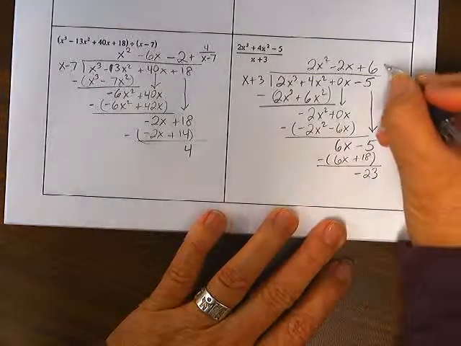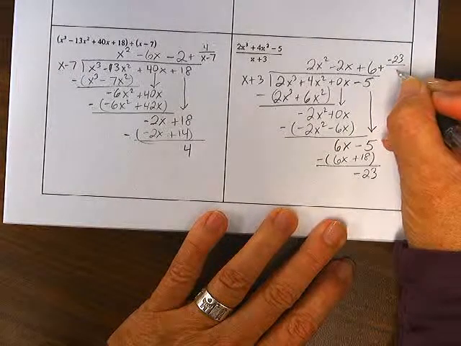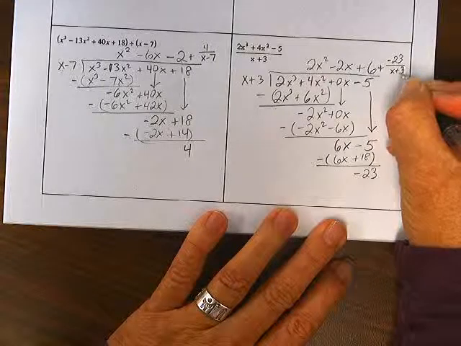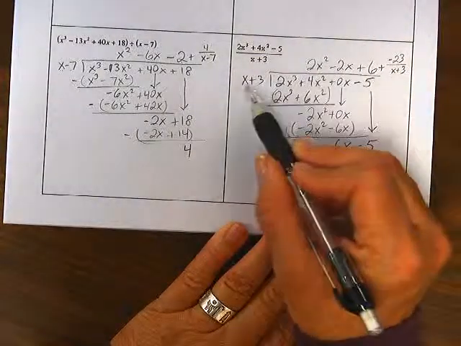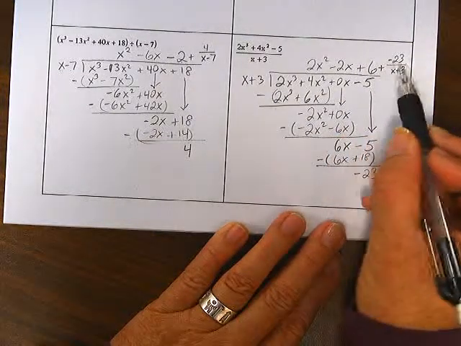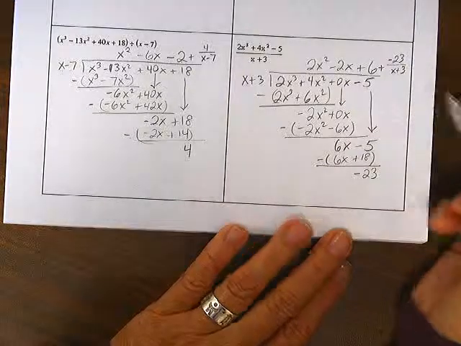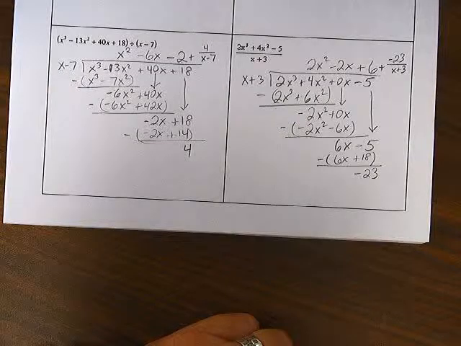So we're going to write this up on top. Again, we'll put a plus a negative 23 divided by x plus 3. That is my answer. X plus 3 goes into this 2x squared minus 2x plus 6 times, plus a negative 23 divided by x plus 3. Okay? Hope that helps.